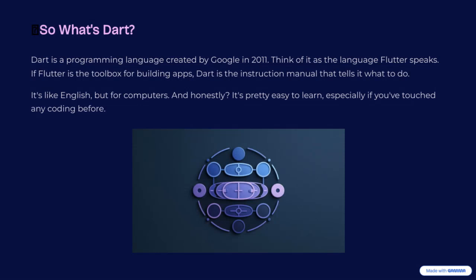It's like English, but for computers. And honestly, it's pretty easy to learn, especially if you've touched any coding before. Dart is a programming language created by Google in 2011. Think of it as the language Flutter speaks. If Flutter is the toolbox for building apps, Dart is the instruction manual that tells it what to do. So when you're developing with Flutter, you're actually writing Dart code behind the scenes. That connection makes Dart a really important part of the app development process.